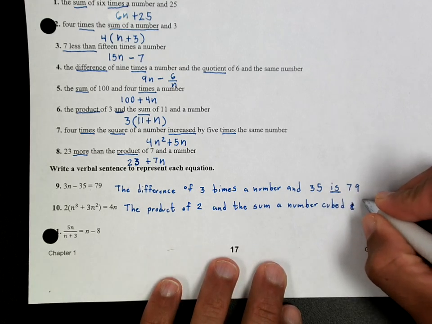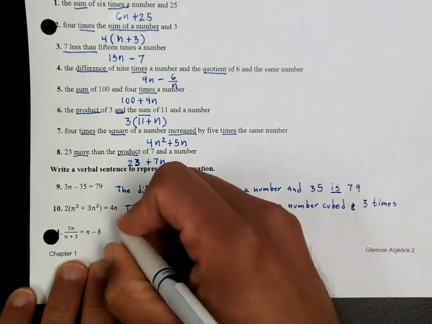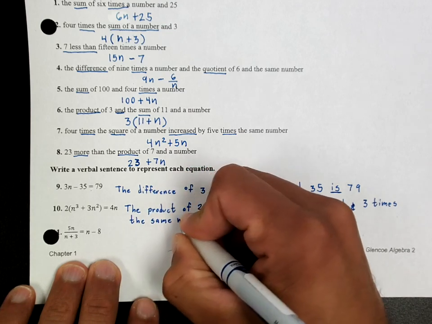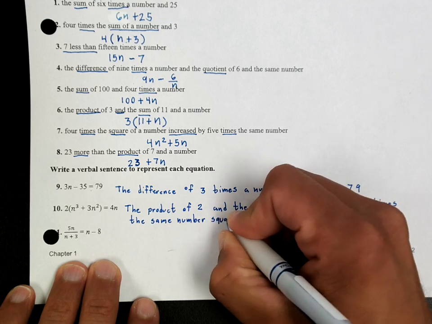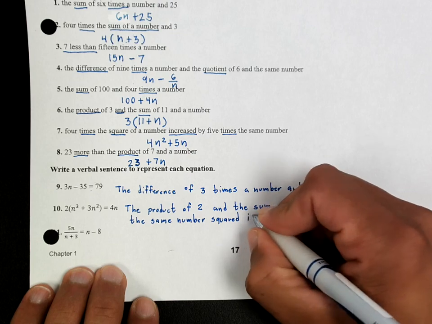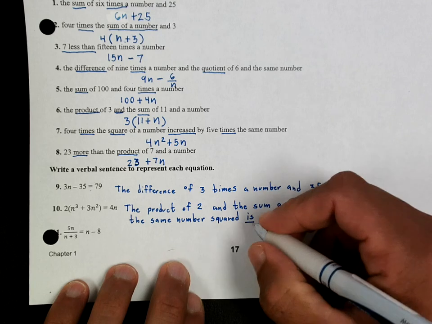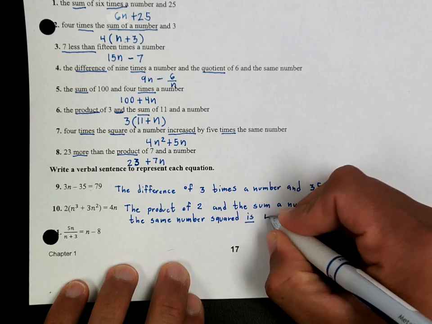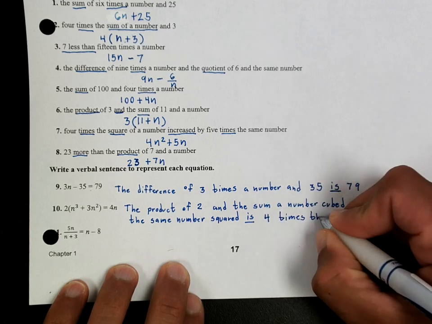and 3 times the same number squared is, which is the equal sign, 4 times the same number.